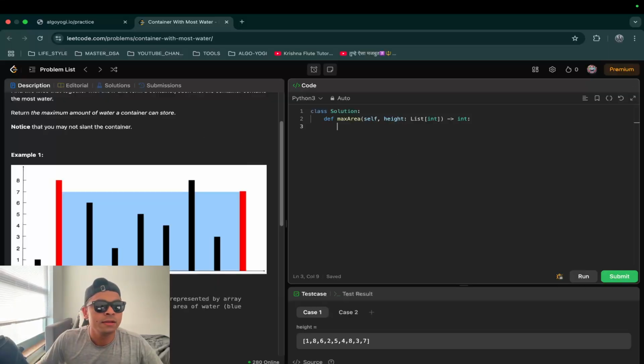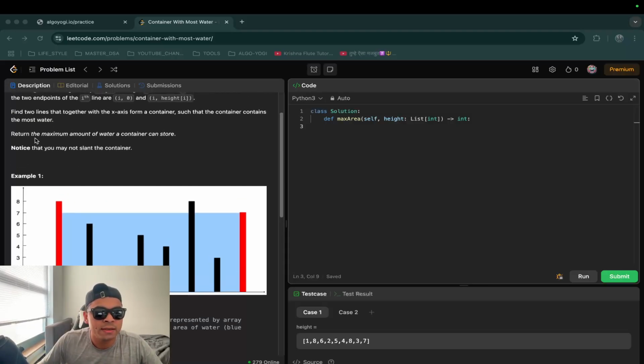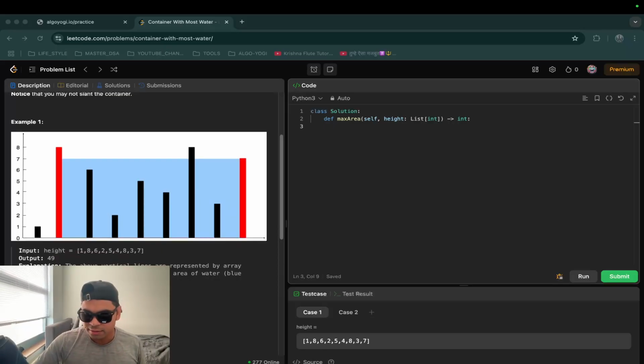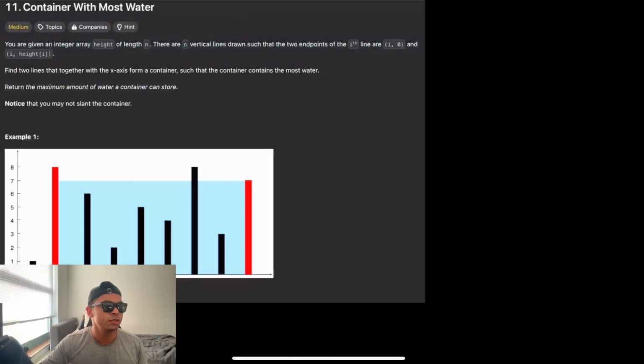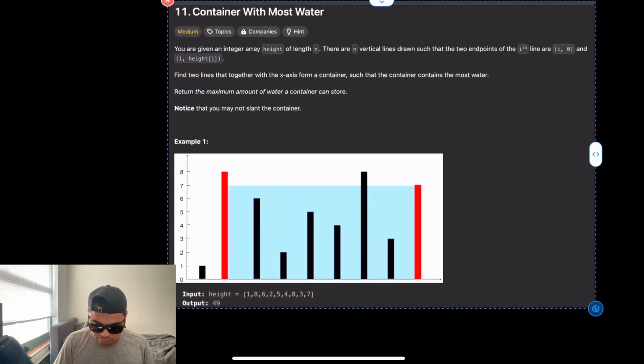Okay, let's understand how we're going to do it. We need to return the maximum amount of water that a container can store. We have to make that container by choosing two lines. So that's what's going to happen. Please skip through if you just want to reach the solution directly. Okay, let me move it over here so we can see it properly.